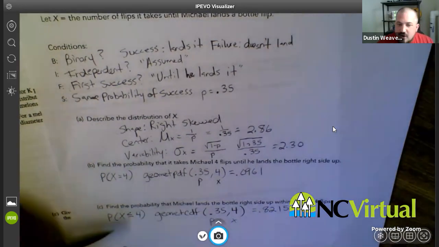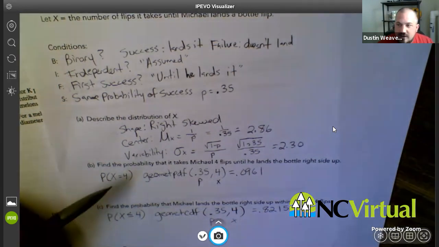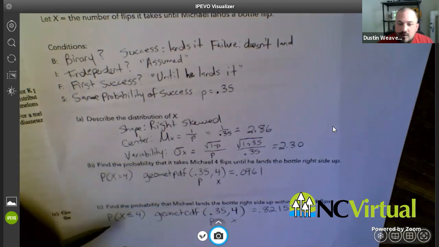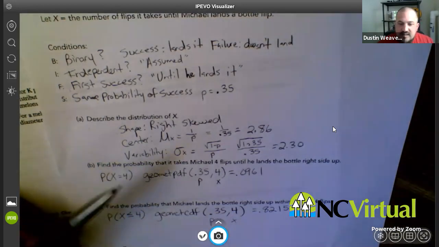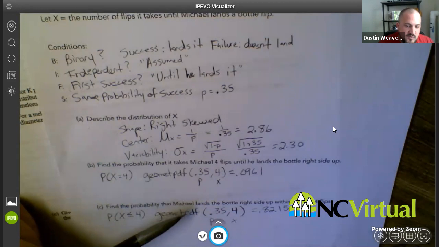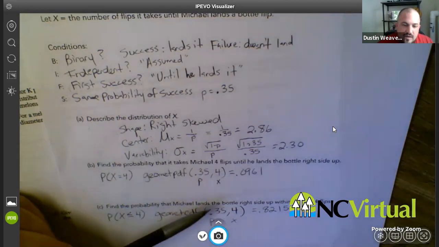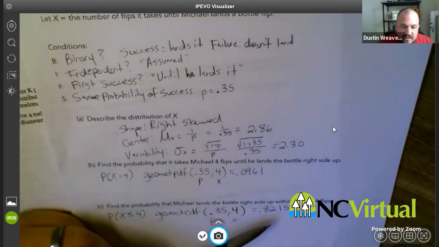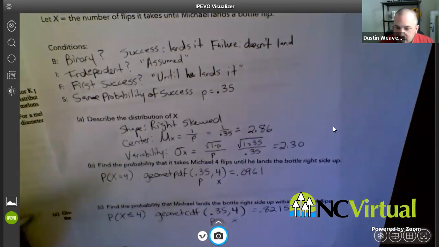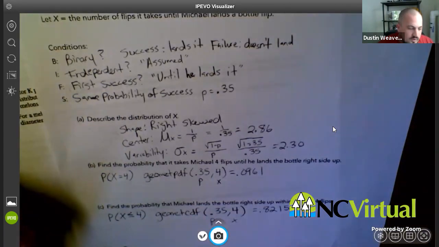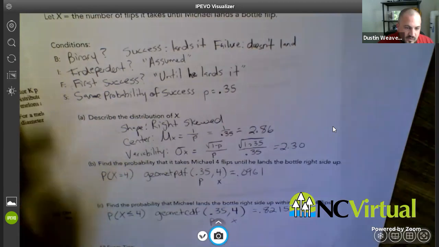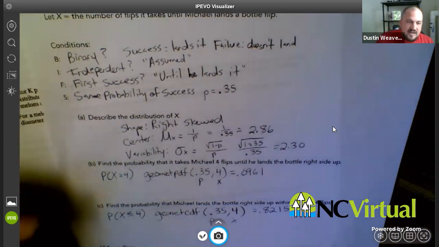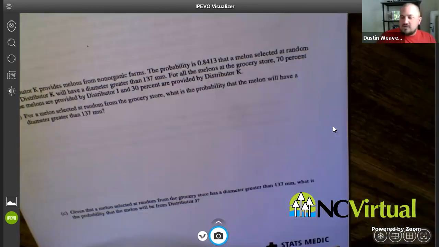And then C says find the probability that Michael lands the bottle right side up within the first 4 flips. So somewhere within those first 4, 1, 2, 3, or 4, what's the chance that he lands the bottle right side up? So we do a geometric CDF. We have 0.35 as the probability and 4. So that is 0.8215, and that would be C.